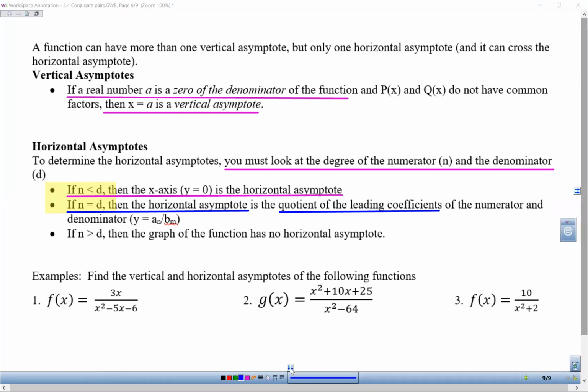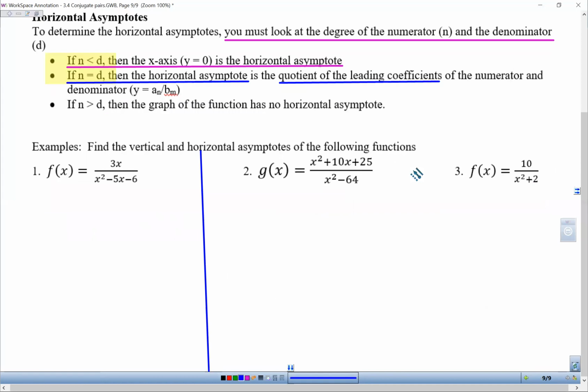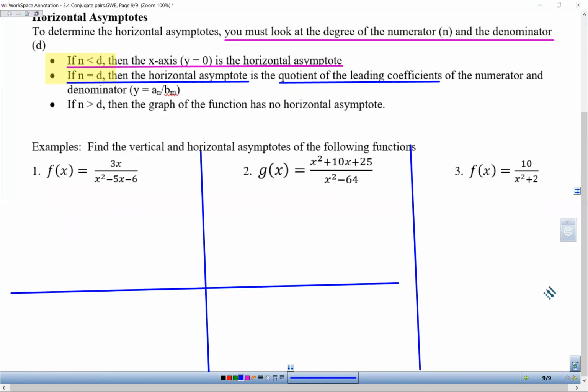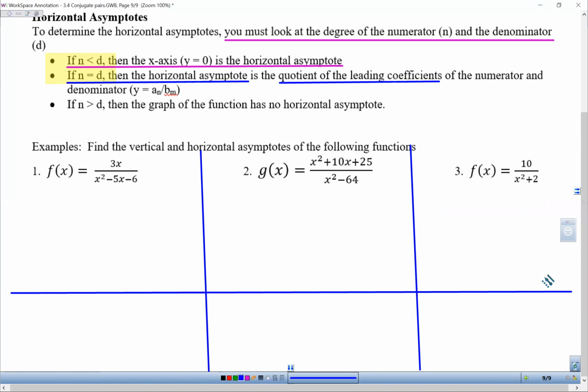Now, I'm going to actually turn this into a little chart. So let me put some lines here. I'm going to separate these equations. And on the top of our chart, we will do the vertical.